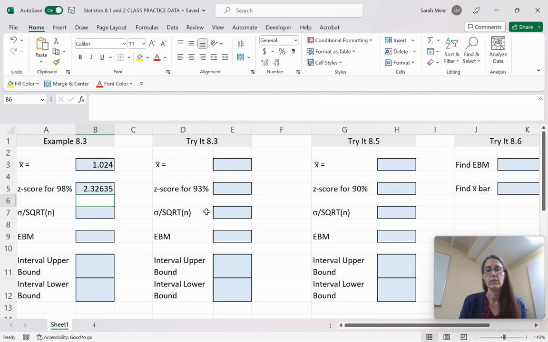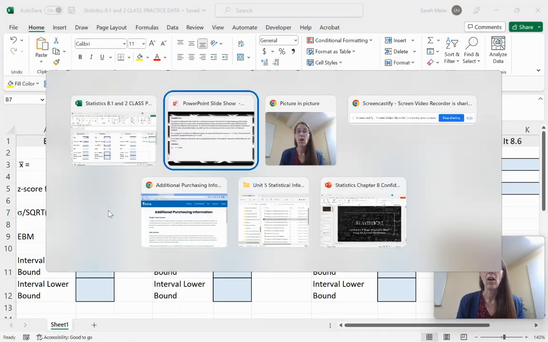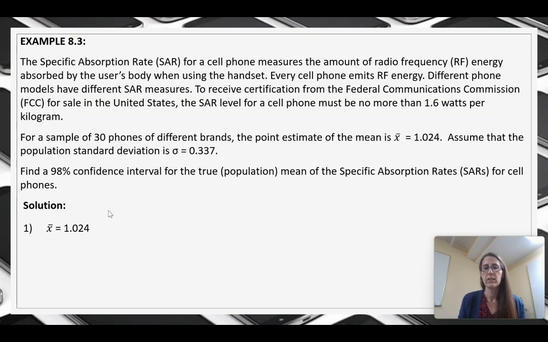So 2.32635. If you look at the table, you'll see, actually, I don't know if we had 98. We might have 99 and 95. All right, so the next thing we want to figure out is our S value, or sigma divided by the square root of n.